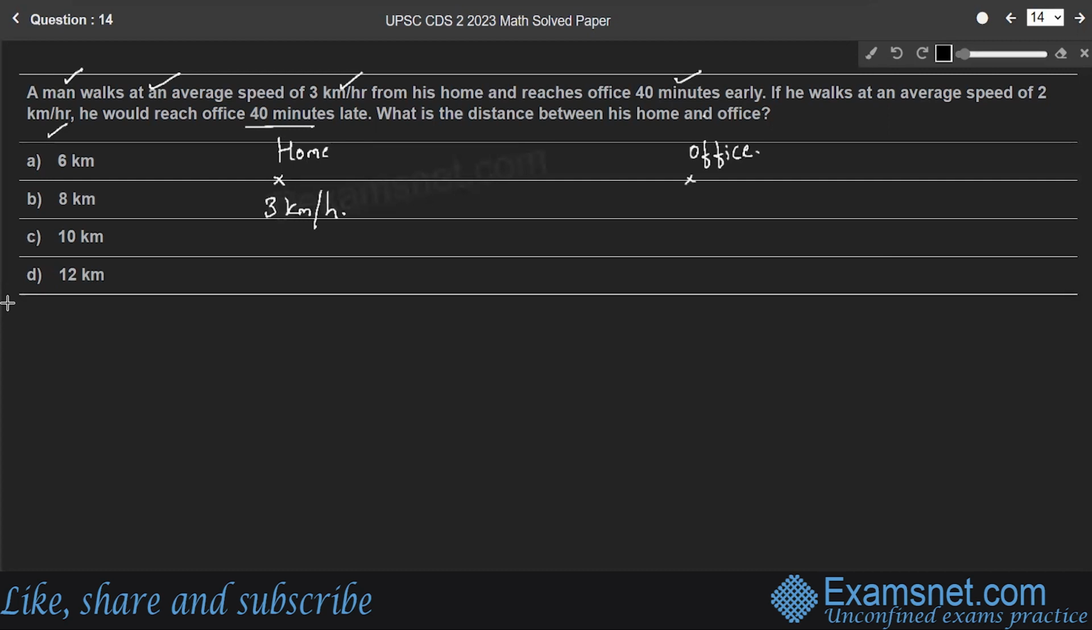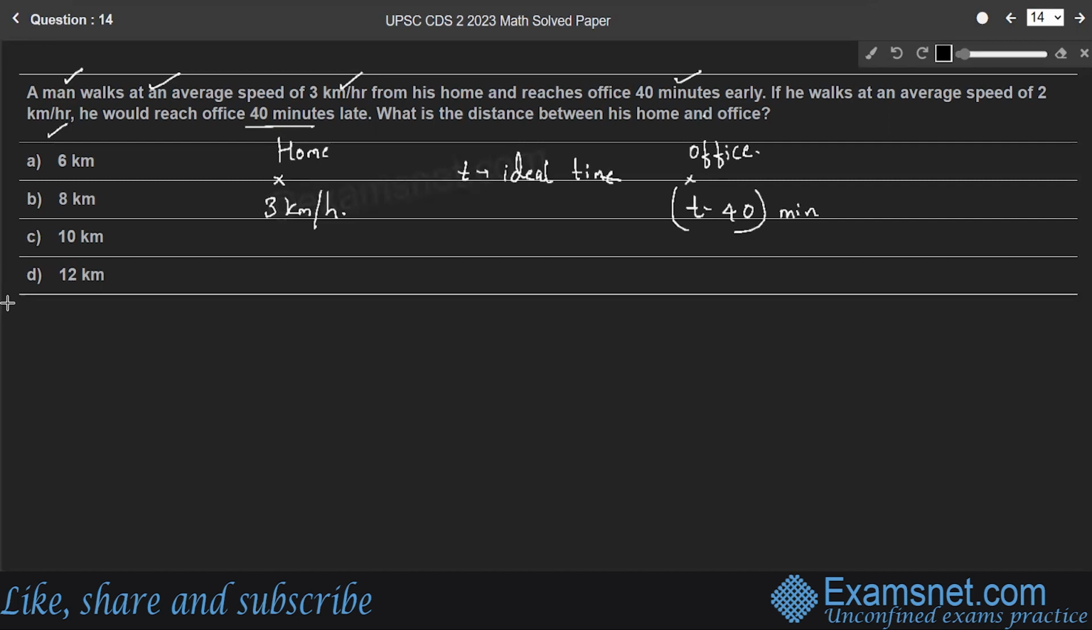40 minutes early means he takes T minus 40 minutes time to reach his office. If T is the ideal time, right? So T be the ideal time to reach his office, right? If he walks at the speed of 3 km per hour, right?